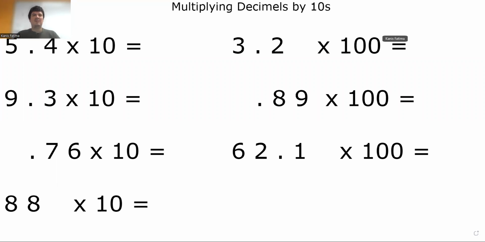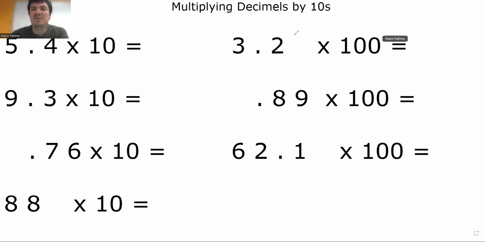Hello, class. Today we're going to learn about multiplying decimals by tens. So very simply, if you're looking at a number with decimals and you're multiplying by multiples of 10, all you're doing is moving the decimal point to the right by how many zeros the tens have.